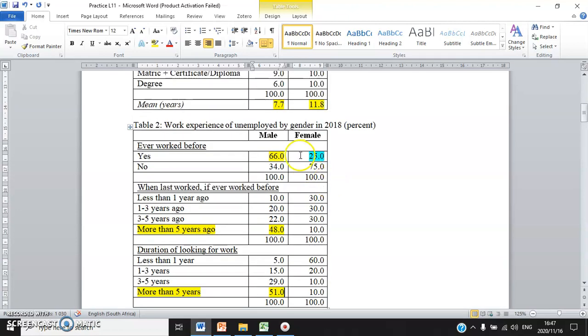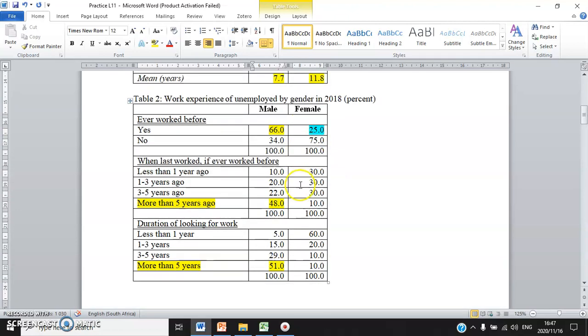So table 2 can actually illustrate two key findings. A much greater proportion of male unemployed they worked before, but at the same time, chronic unemployment is more serious when it comes to the male population or the male unemployed.